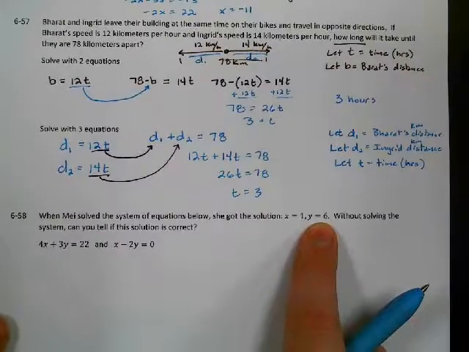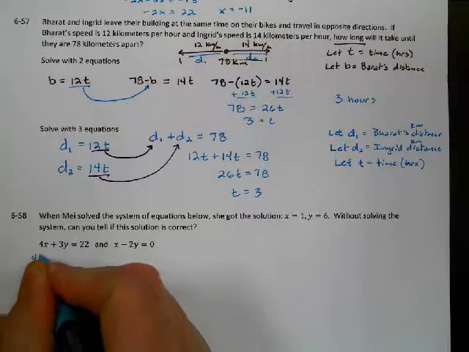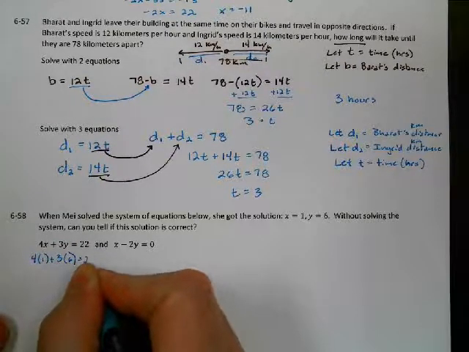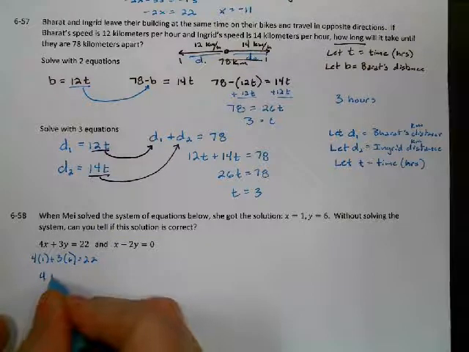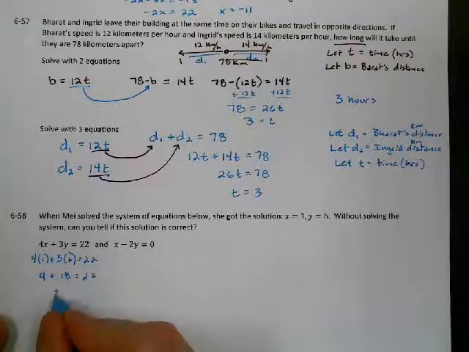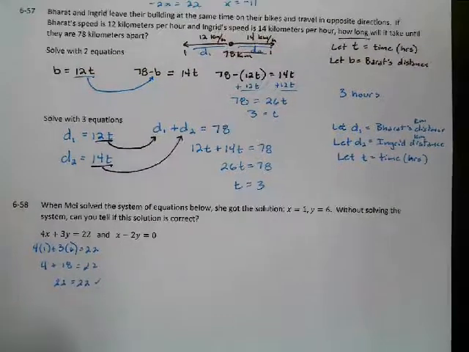So let's plug it in here. 4 times 1 plus 3 times 6. Does it equal 22? Let's see, 4 plus 18. I get 22 equals 22. Okay, so far it's right. But it has to work for both of them to be a solution to the system. So I have to plug it into this one too.